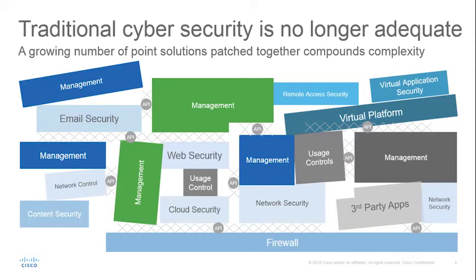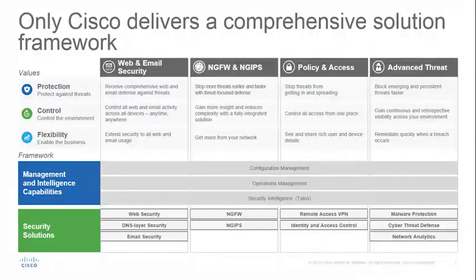Only Cisco delivers a comprehensive solution that spans across the environment. As we've seen before, Cisco's solution framework is segmented into 4 main categories: web and email security, next-gen firewall and next-gen IPS, policy and access, and advanced threat, and delivers value across each one. Changing needs and changing threats call for something that is flexible and can scale with your business and growing threats. These security solutions all fit into a security framework that is comprised of these solutions and their individual capabilities.